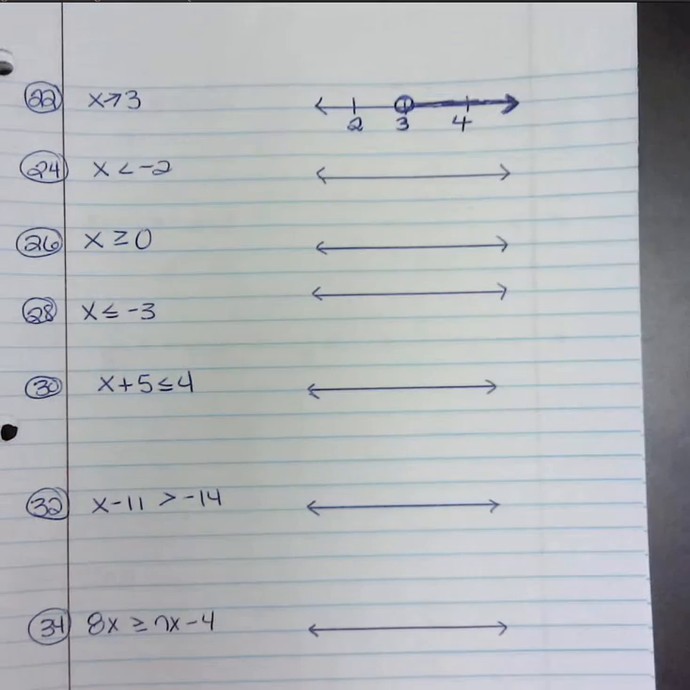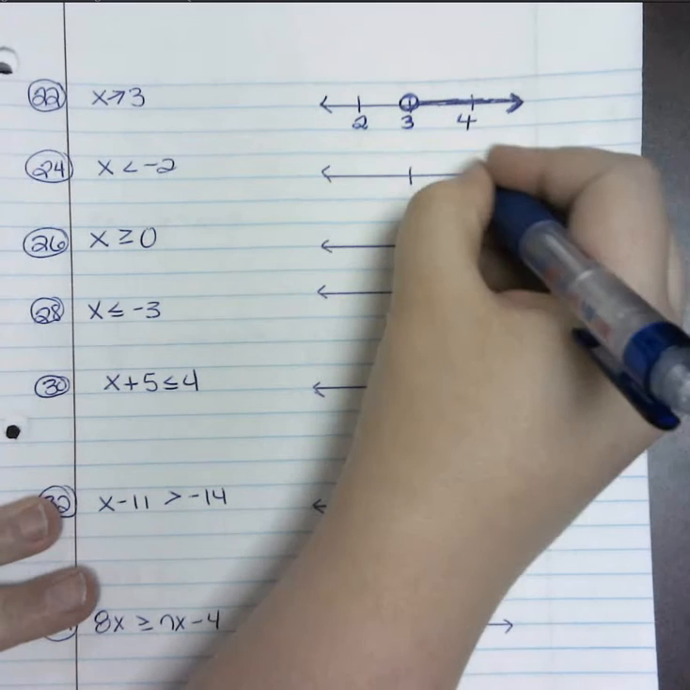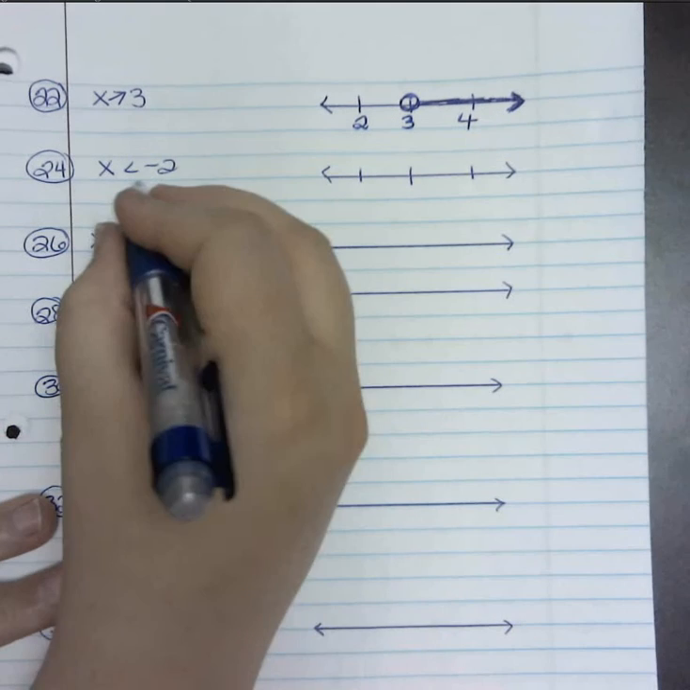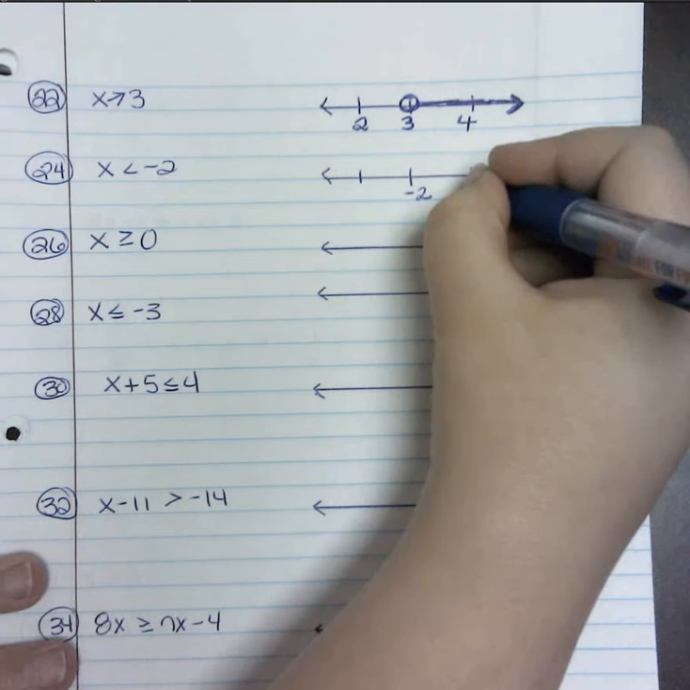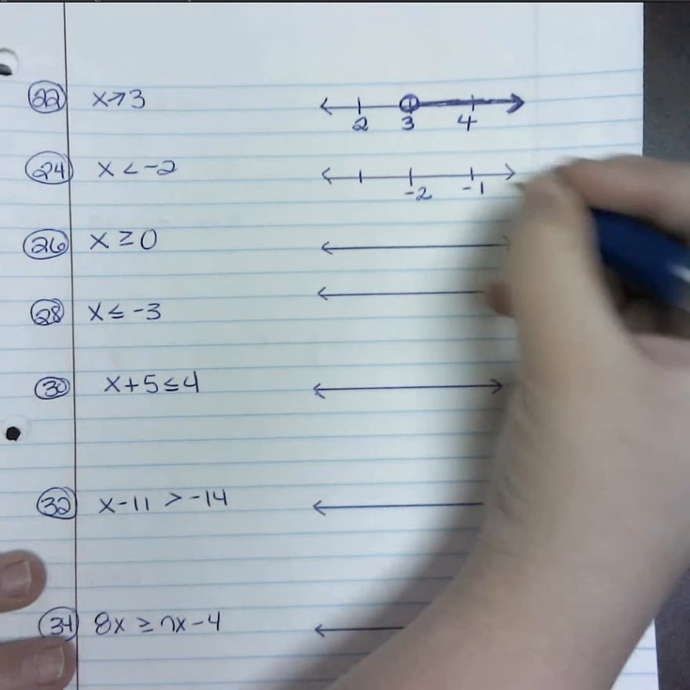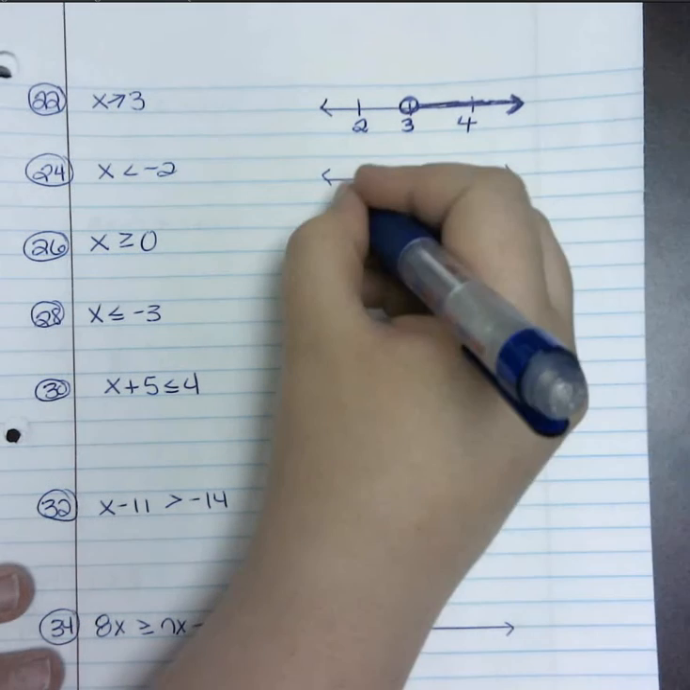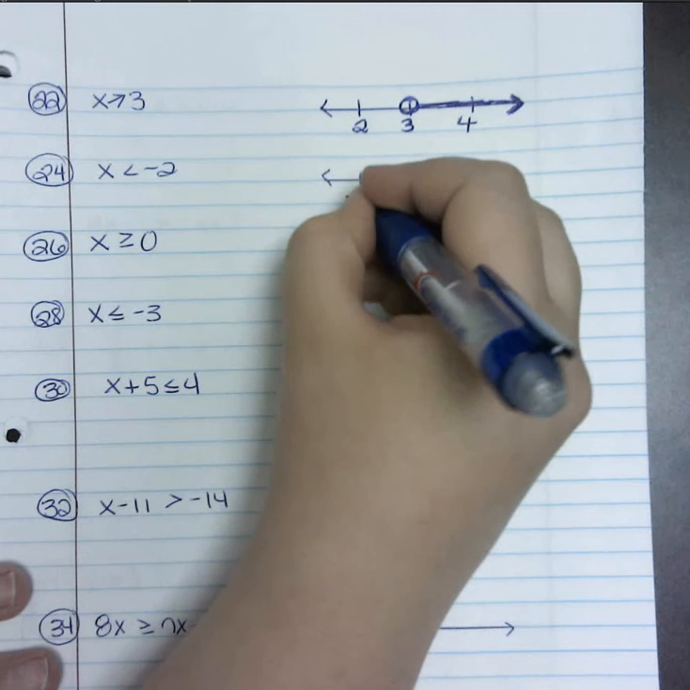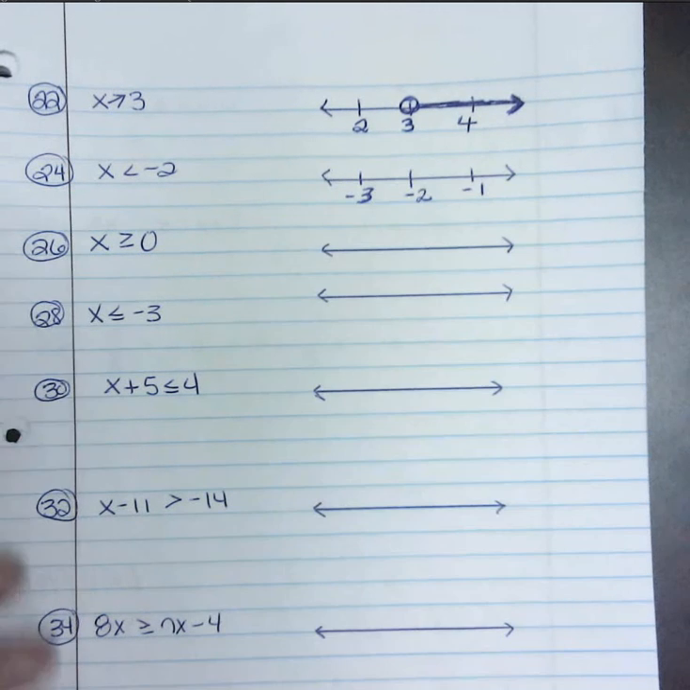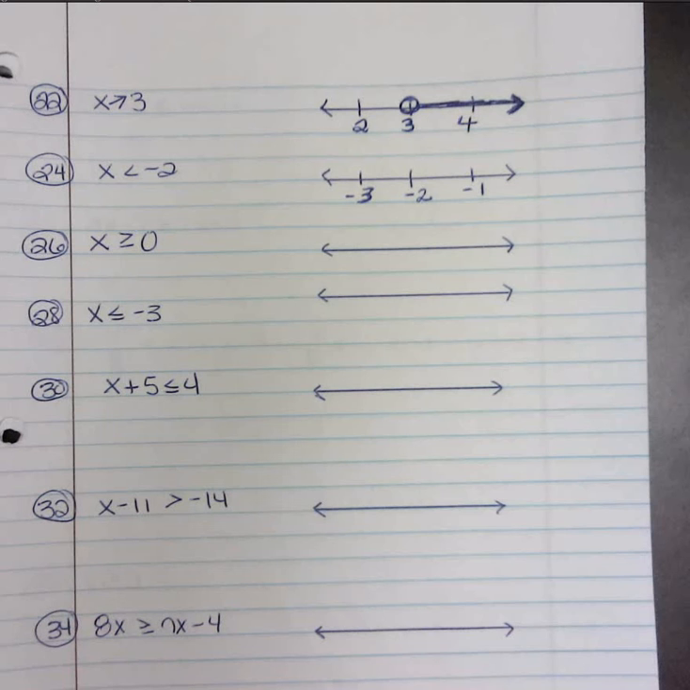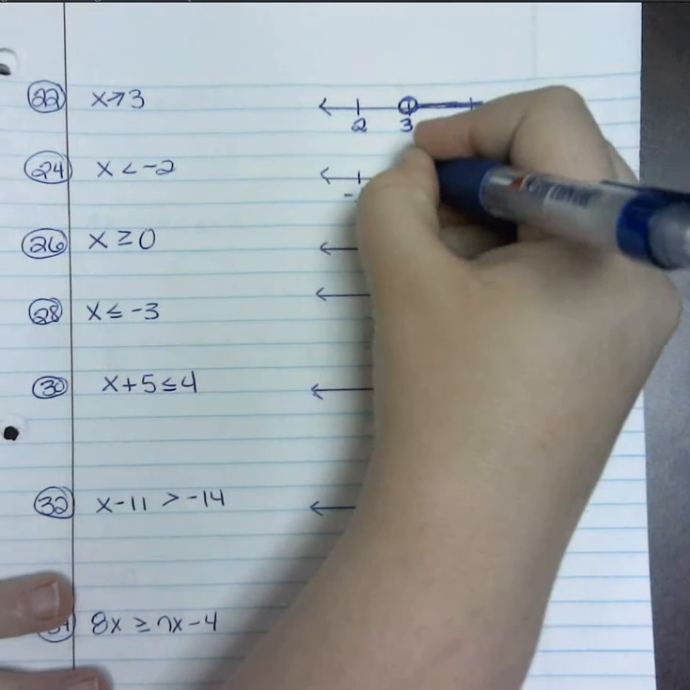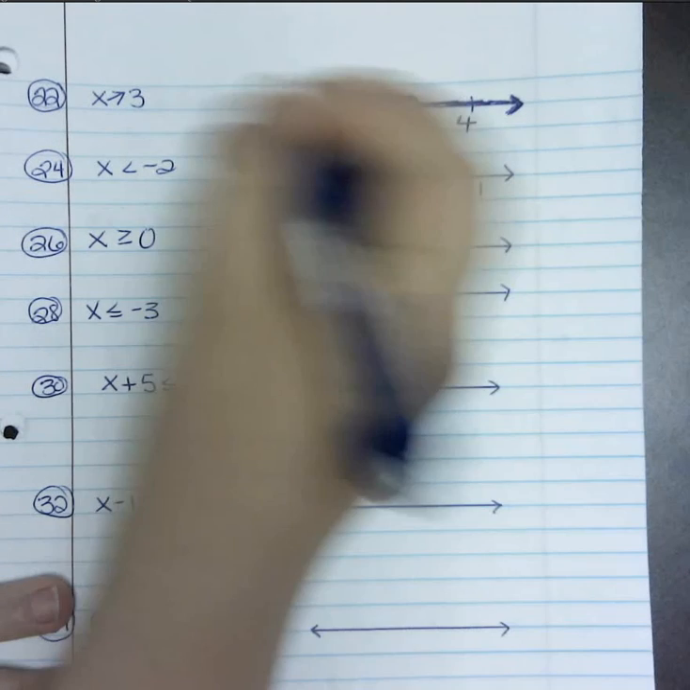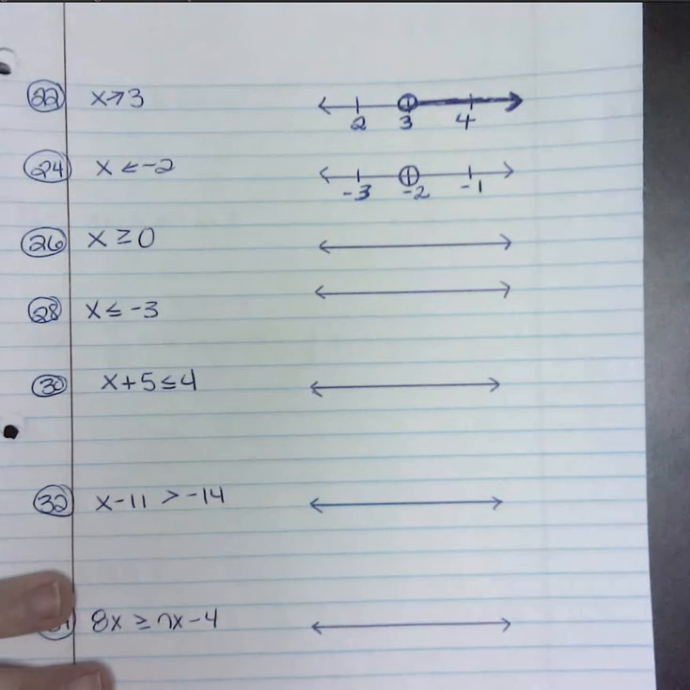Okay, 24, we have a -2 we're comparing x to. The number to the right of that is a -1, and to the left of that is a -3. So if x is less than -2, we have to use an open circle, and it tells us we're going to shade to the left.